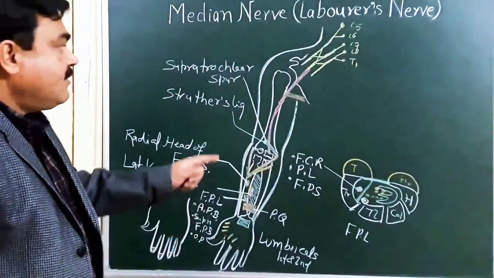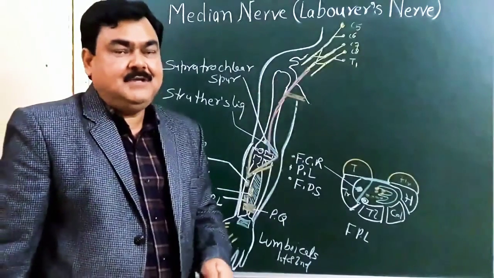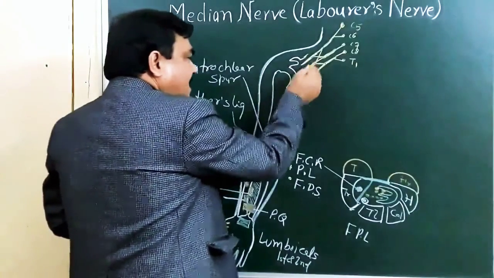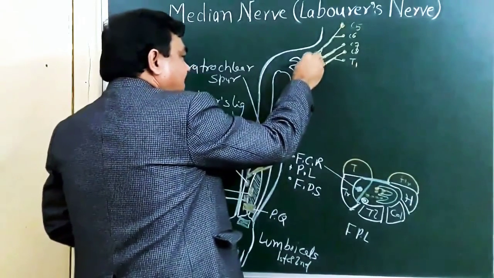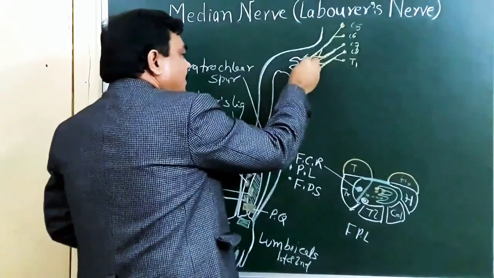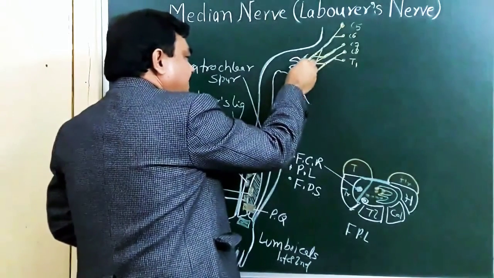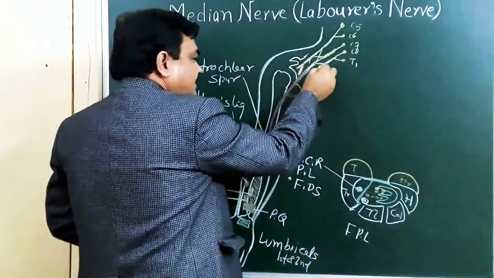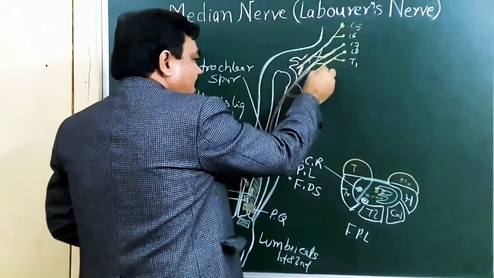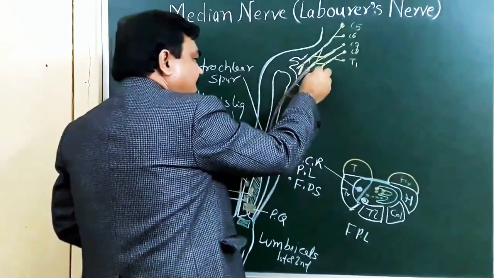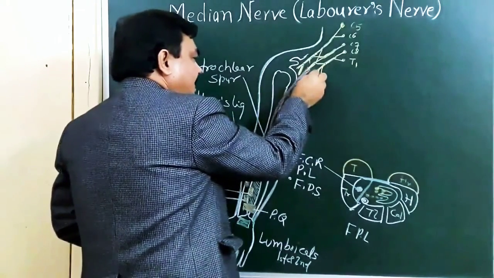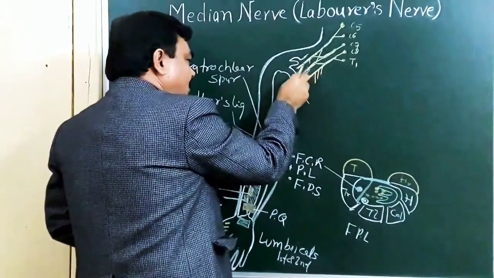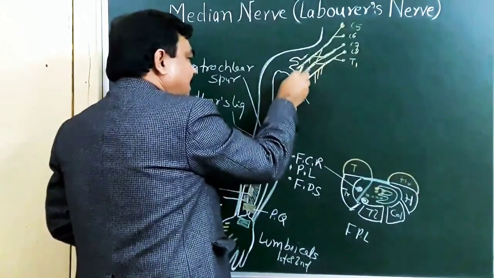Now we will discuss the course and relations of the median nerve. In this diagram, this is the lateral cord. The lateral cord gives three branches: lateral pectoral, musculocutaneous, and the lateral root of the median nerve. The medial cord gives five branches: medial pectoral, medial cutaneous nerve of arm, medial cutaneous nerve of forearm, the ulnar nerve, and the medial root of the median nerve. So this is the median nerve.